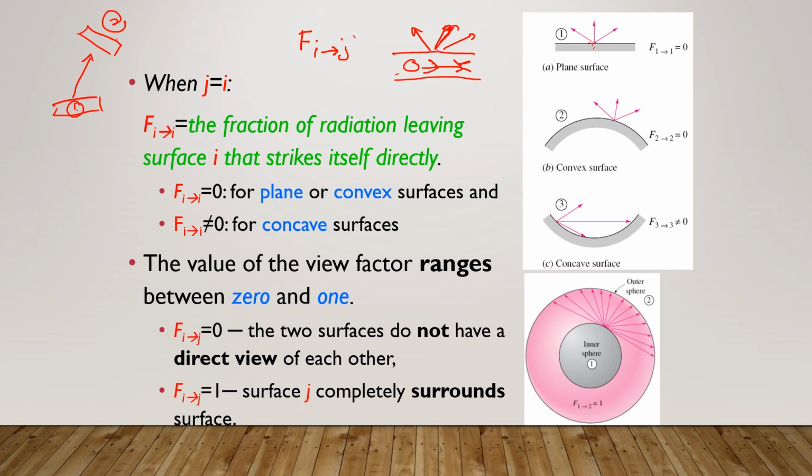Okay, that is the plane surfaces. You cannot see whatever you do to yourself. Okay, for the second one, convex surface. So let's say this is point 2 and you are in the convex mirror.